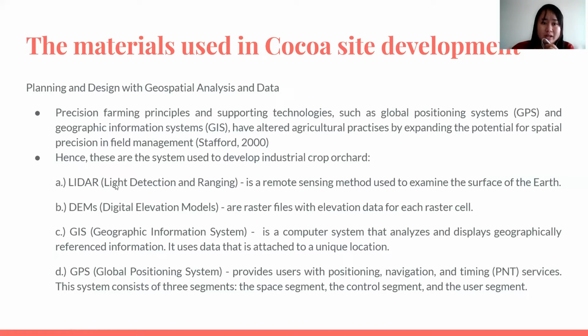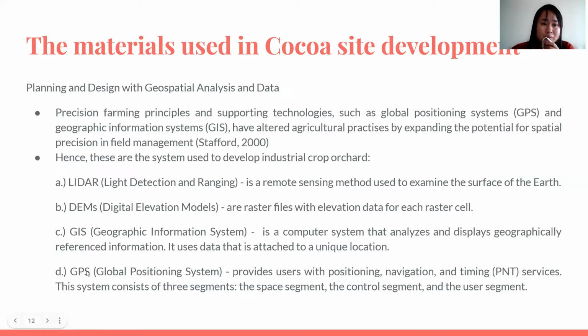First is LiDAR, also known as light detection and ranging. It is a remote sensing method used to examine the surface of the earth. Second is DEMs, also known as digital elevation models. The function is raster files with elevation data for each raster cell. And the third one is GIS, known as Geographic Information System. This is a computer system that analyzes and displays geographically referenced information. It uses data that is attached to a unique location.